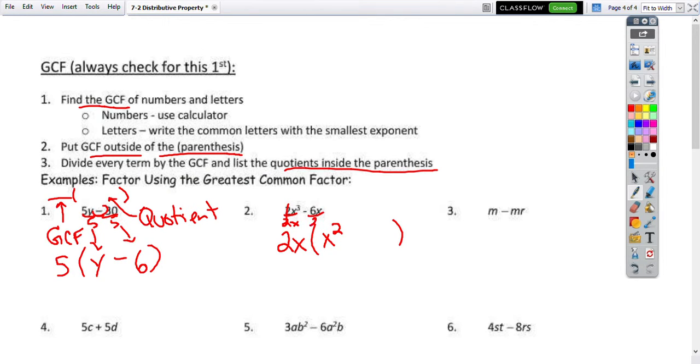If I take 2x and divide it into 6x, the x's are going to cancel, 2 goes into 6, and there's a 3 left over, and the minus sign stays. So if I did distribute this back through, I should be able to get my original amount back. Here, the GCF between the 2 terms is m, 1 set of parentheses. m goes into itself, and there's a 1 left over, and m goes into mr, and there's just the r left over.